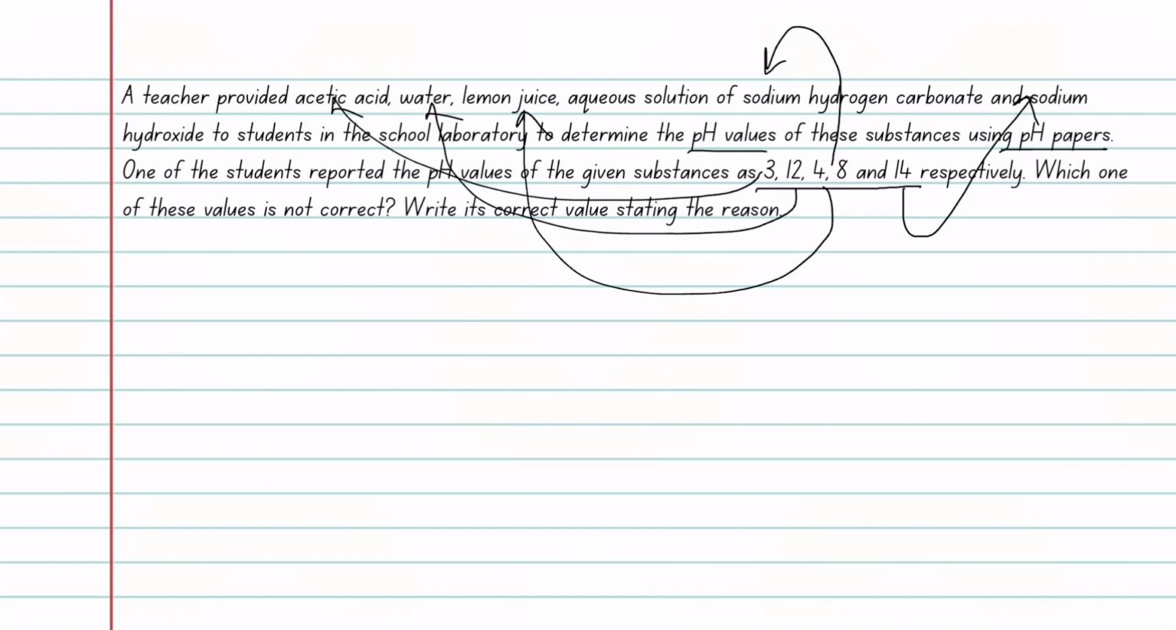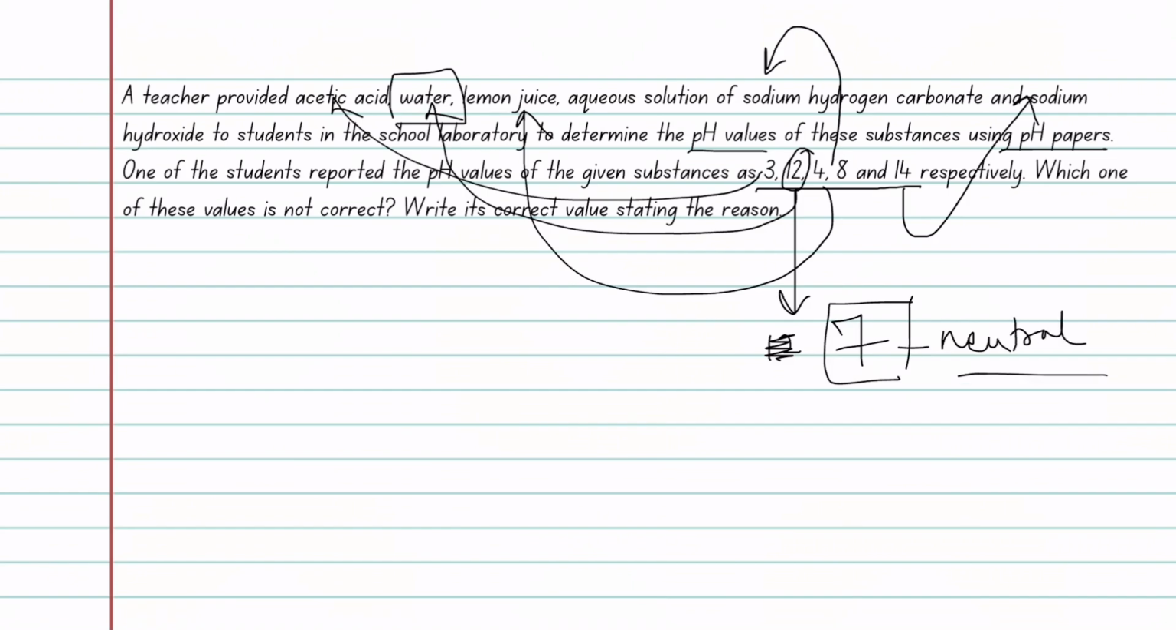Which of these values is incorrect? And state the correct value. The incorrect one is obviously the second value because water cannot have pH 12. Water has to have pH 7 because water is neutral.